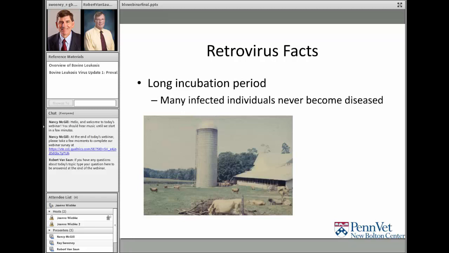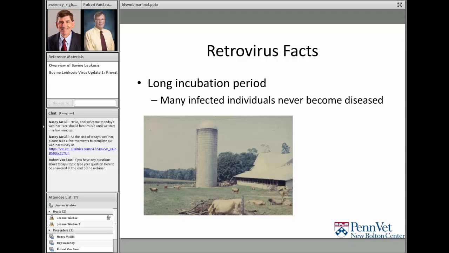The second important fact about BLV, and this is, again, similar to many of these other related viruses, is that there's a very long incubation period before the onset of cancer. So in cows infected with BLV, it may take 2 to 4 years or even longer before an infected cow would show signs of the lymphosarcoma, the cancer that the virus is associated with.